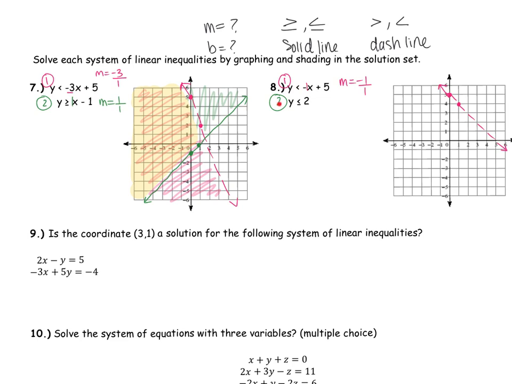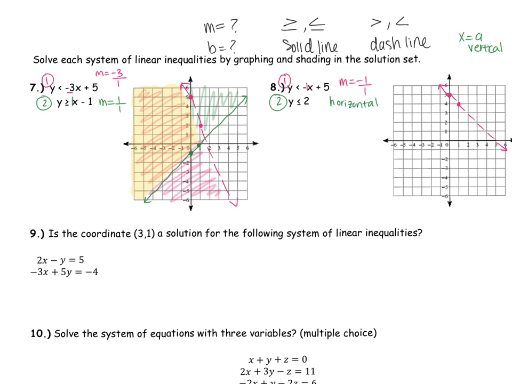From there, I need to graph my second line, which is y is less than 2. So because it's just a 2 here, this is a horizontal line. Because it's just y equals, we have a horizontal line. Anytime it's like x equals a number, that's when you have a vertical line. So just as a quick reminder.